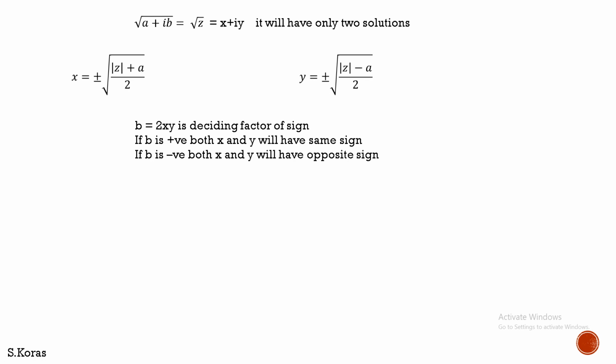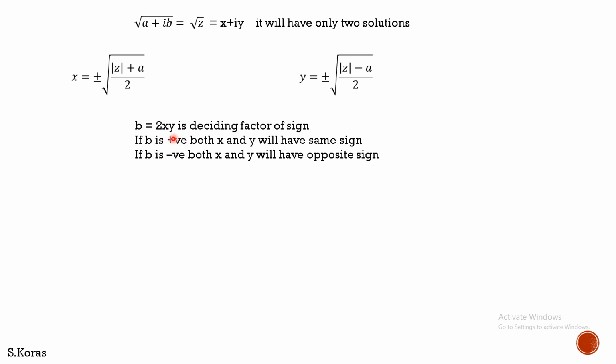That is, b is your deciding factor of the sign. Because in the given complex number z is equal to a plus ib, if this b value is positive, you know b value is equal to 2 into x into y. If b value is positive, then certainly this x value and y value must have the same sign, plus into plus or minus into minus. Then only your answer will be a positive one.